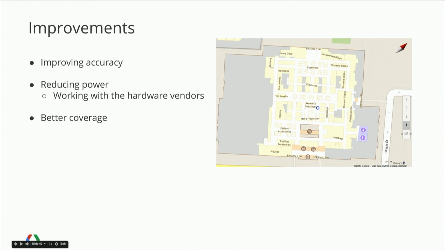So I wanted to talk about the improvements. And you're going to see it's the same patterns: accuracy, power, coverage. And the question is, how are we going to do that? We wanted to share with you some of the ideas and some of the upcoming technologies that are coming through. One is improving accuracy.